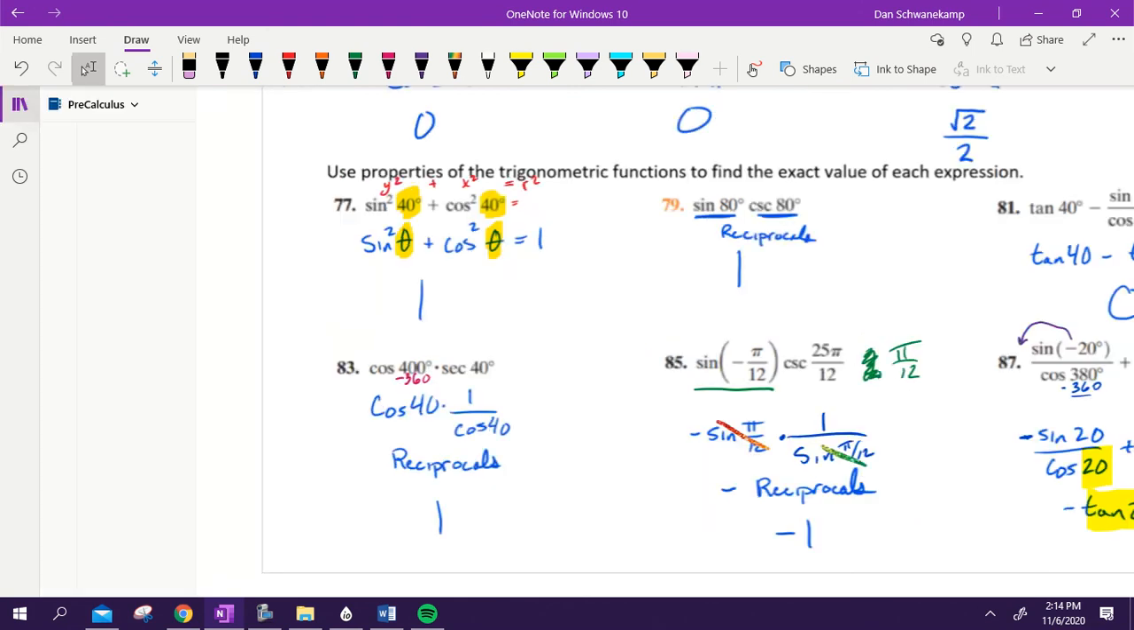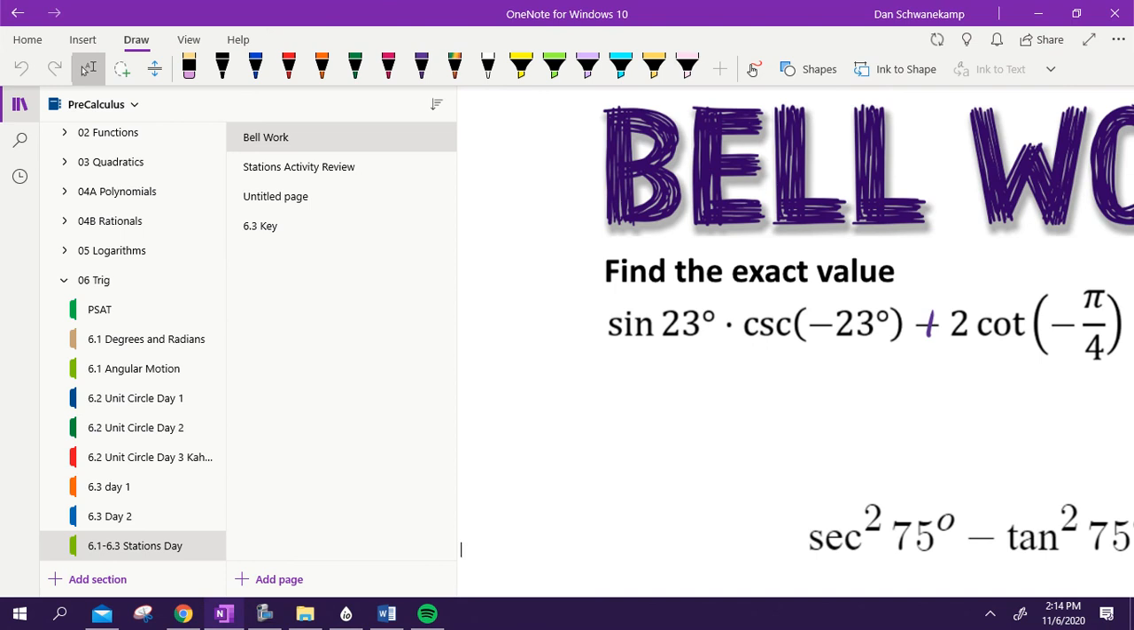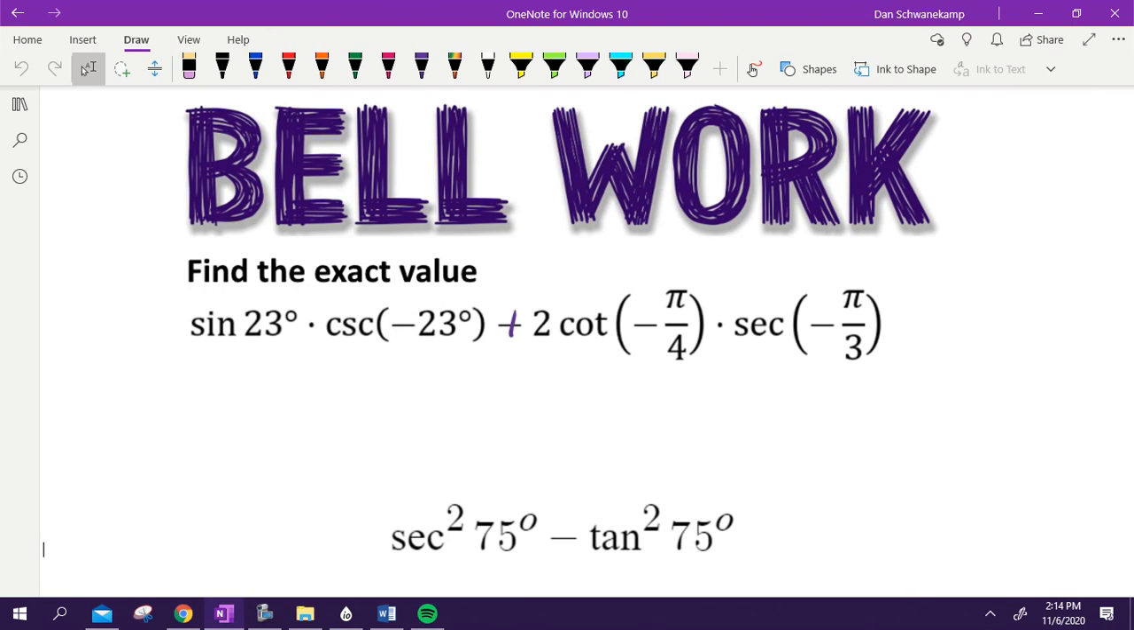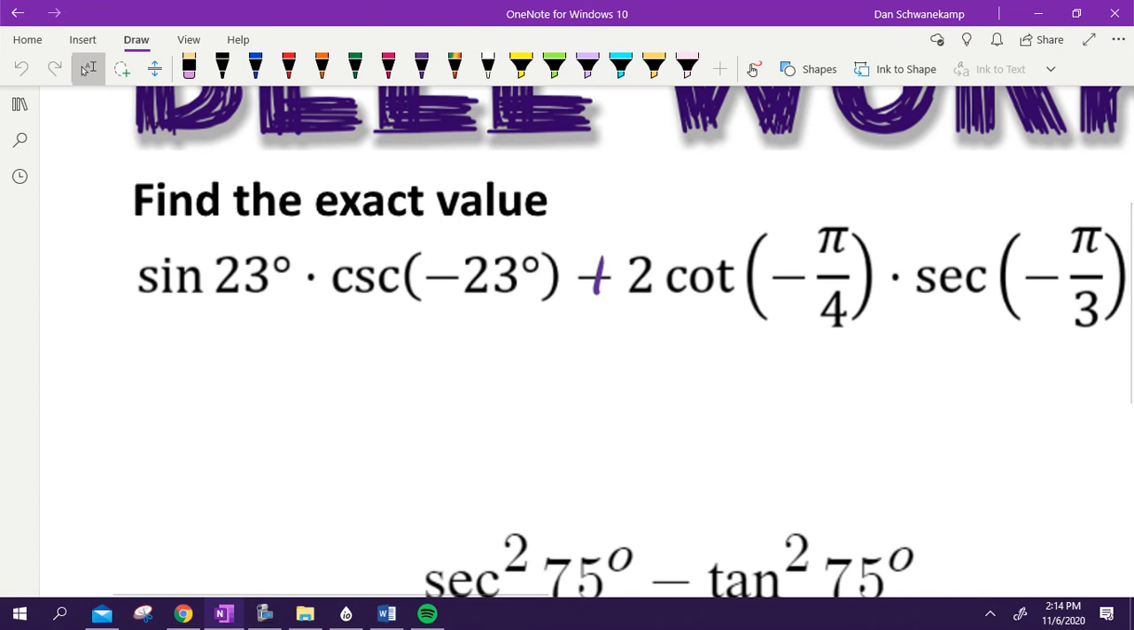All right, let's keep doing that, but let's go to bell work. I know that's the tricky part. We'll figure it out here right now. So here we go. Sine of 20. We're trying to find the exact value. That means we're not using our calculator. We're using the unit circle. Well, 23 degrees is not on the unit circle, so it doesn't really help me at all. But we'll have to do it some other way.